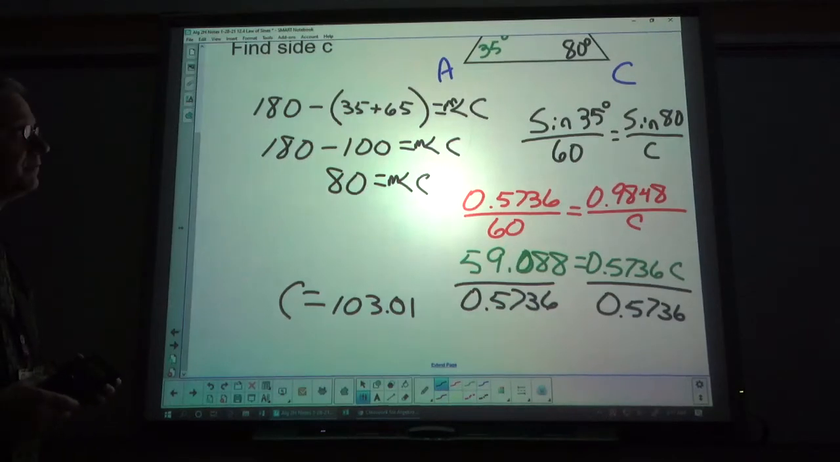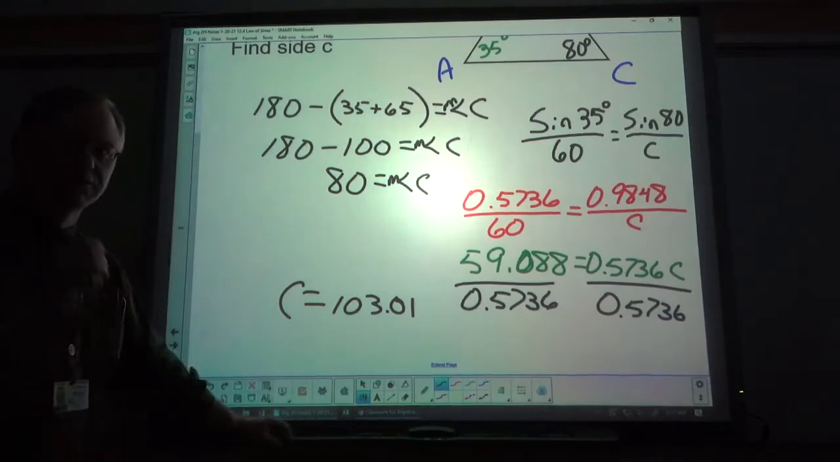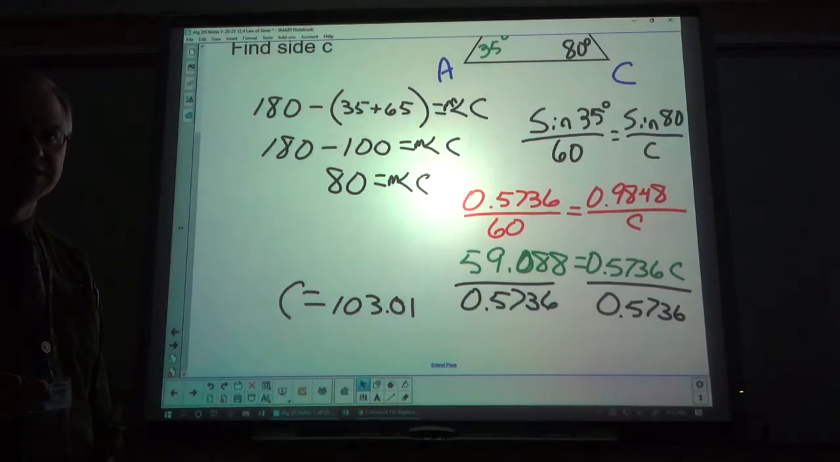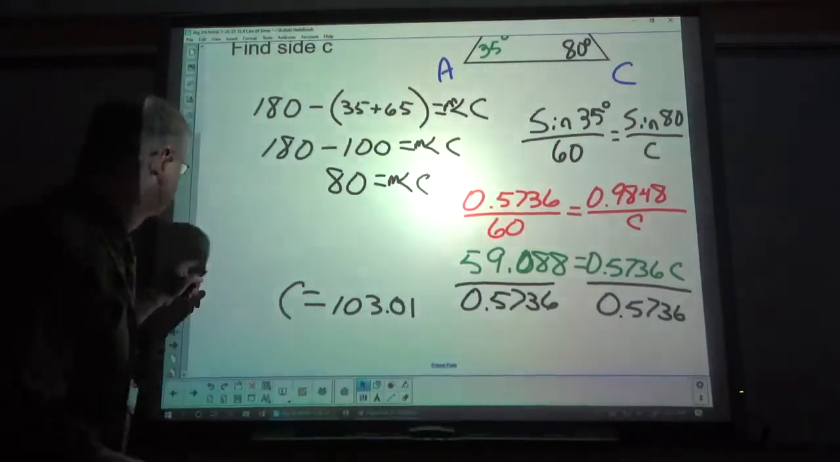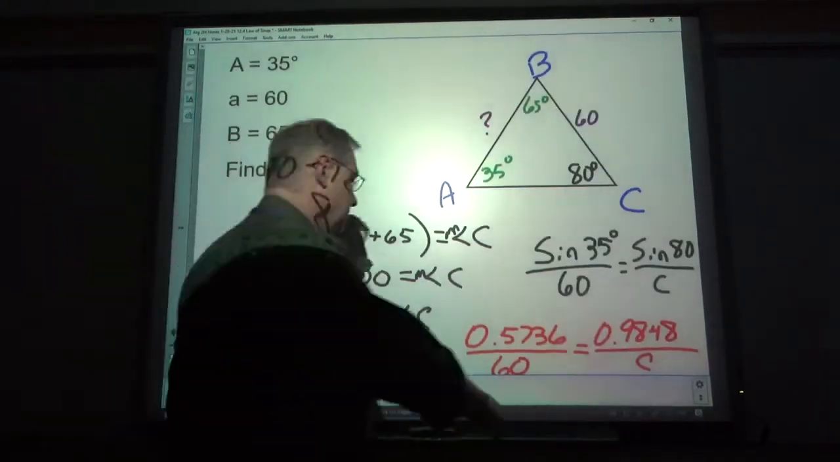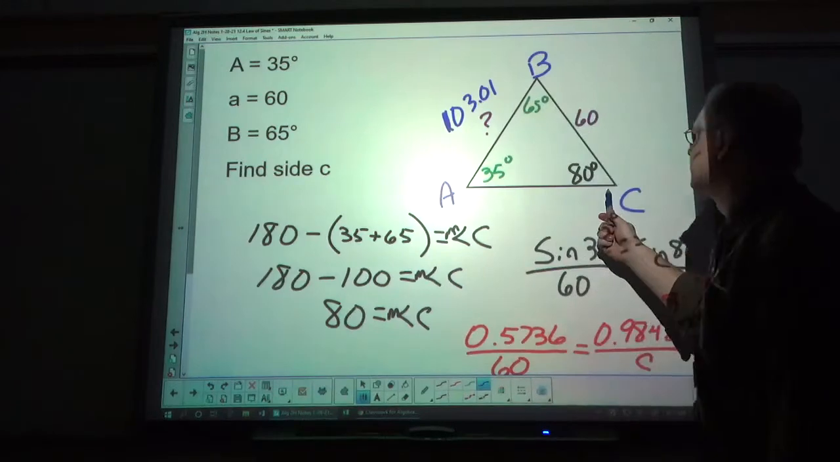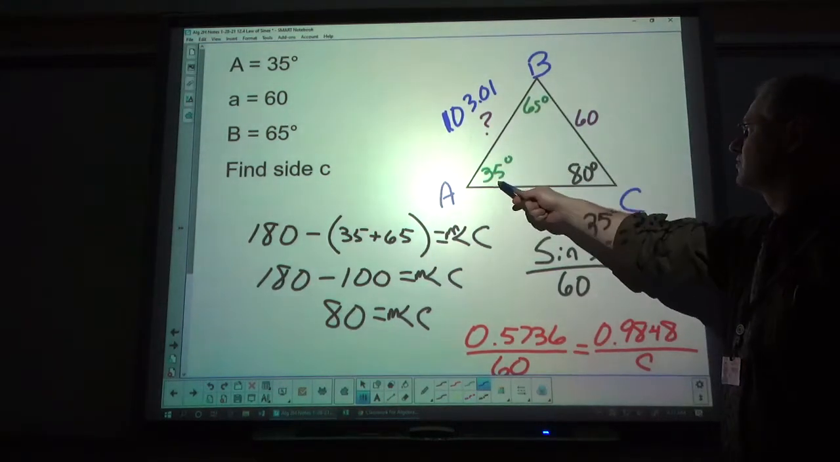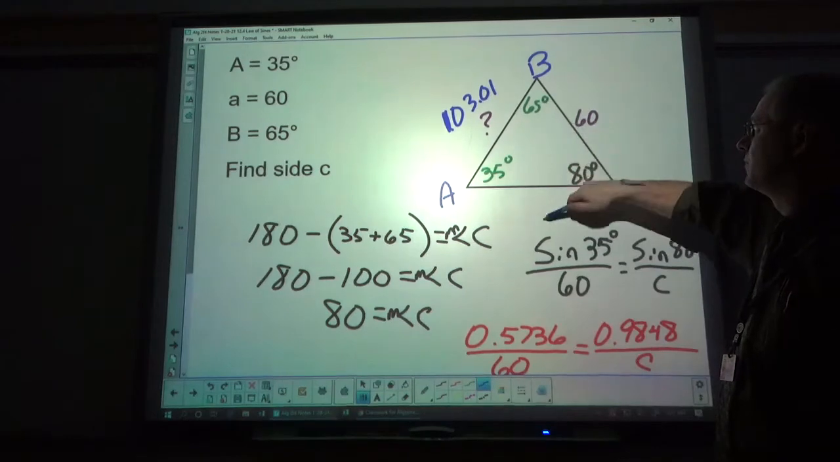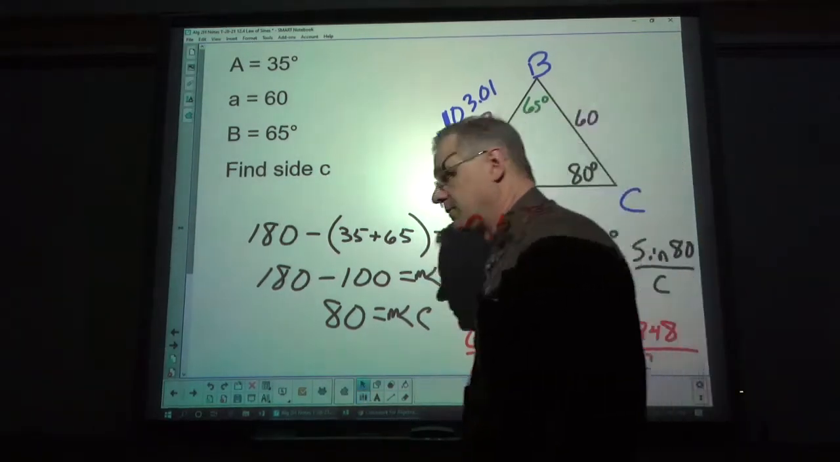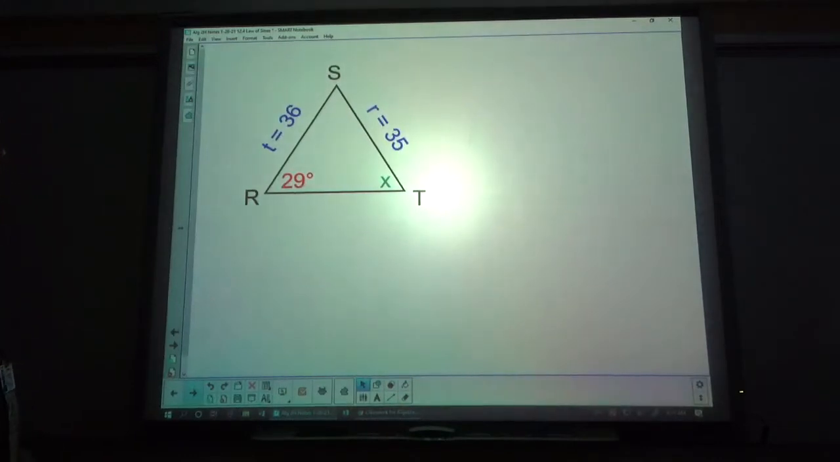And all done. By the way, one thing you should note in general, the length of the longest side is always across from, opposite, the biggest angle. The smallest side and the smallest angle. So 103 is across from the biggest angle, and 60 is across from the smallest angle, so this must be somewhere between the two. Just a little information there. All right, give this one a try. Find x.